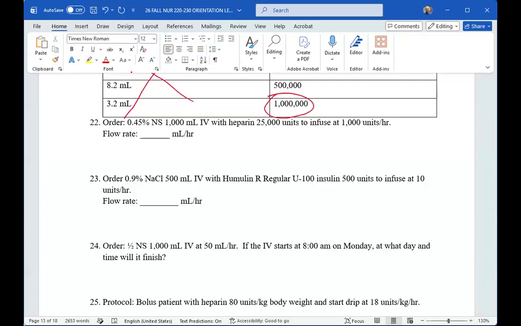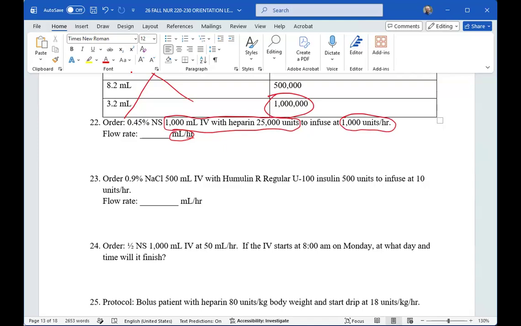As a reminder, when I'm doing the calculation here, what this question is asking me is how do I go from units per hour to milliliters per hour? So the example I gave you was 8,000 units per hour. This one's only 1,000 units per hour. The other thing is what's in your IV. Your IV is that 25,000 units and 1,000 milliliters. So those two things got to stay together.